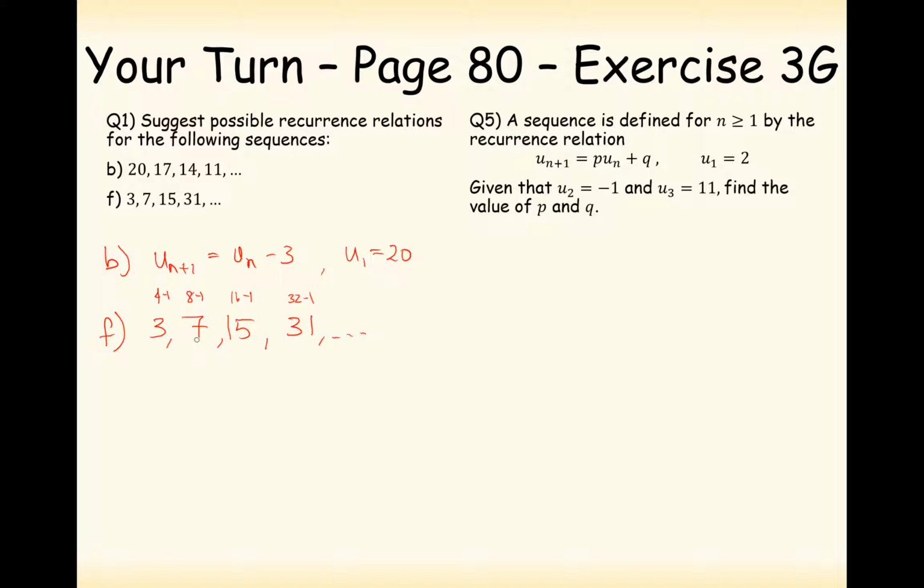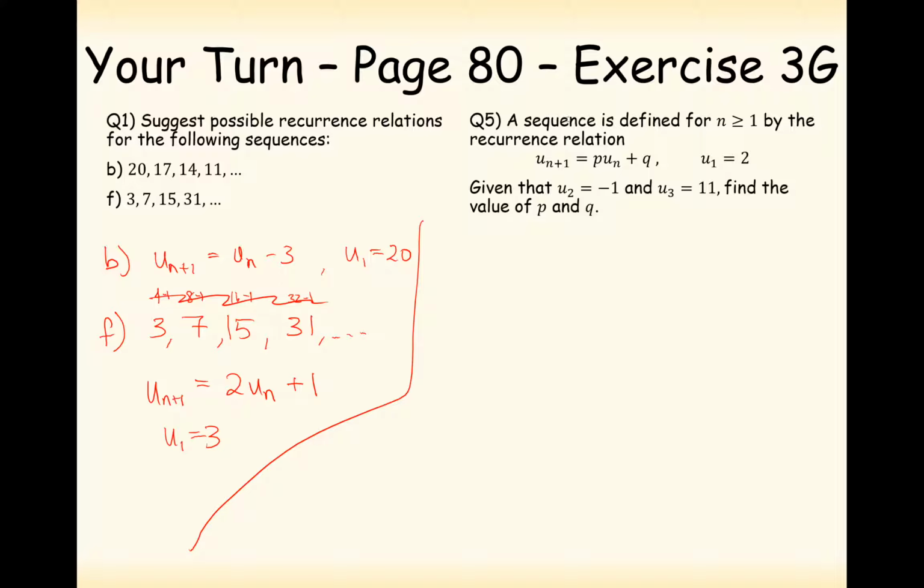So it looks like here we are doubling the term from before, but it's not quite that easy. That'll be 6 and you add 1. Yep, that's it. So it's going to be un plus 1 is equal to 2 times the term before, but then it's add 1. Okay, so we need to define the first term as well, u1 equals 3.